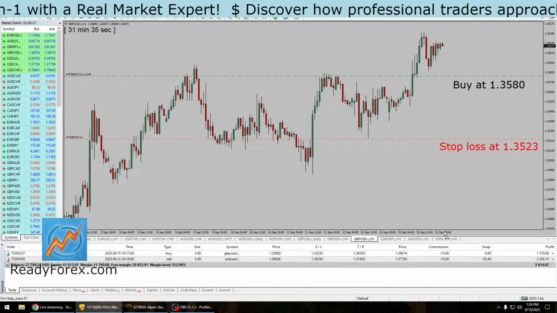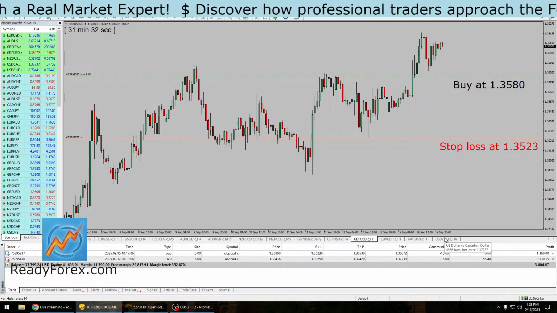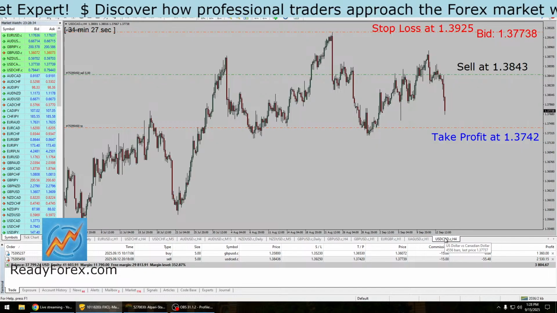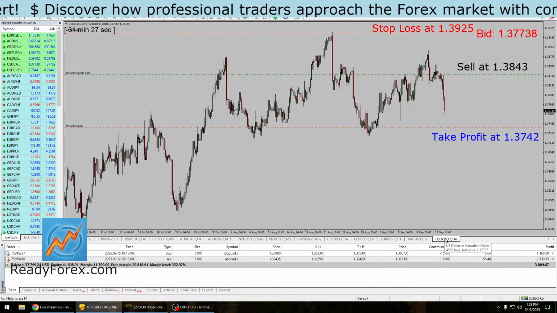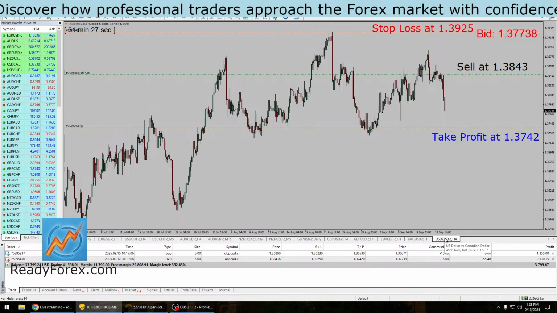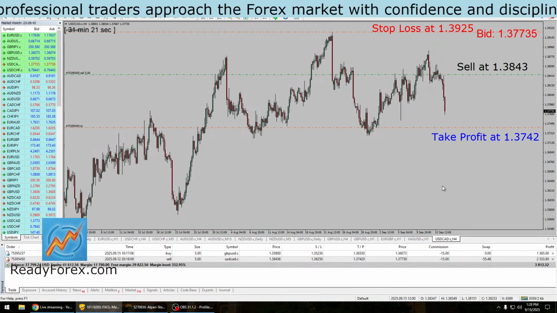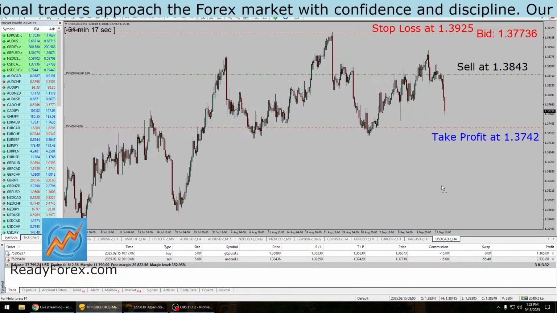So I'm currently holding a buy trade inside the GBPUSD currency pair, and I'm also holding a sell trade inside the US dollar versus Canadian dollar currency pair. So these are the two trades which I'm currently holding at this point in time.